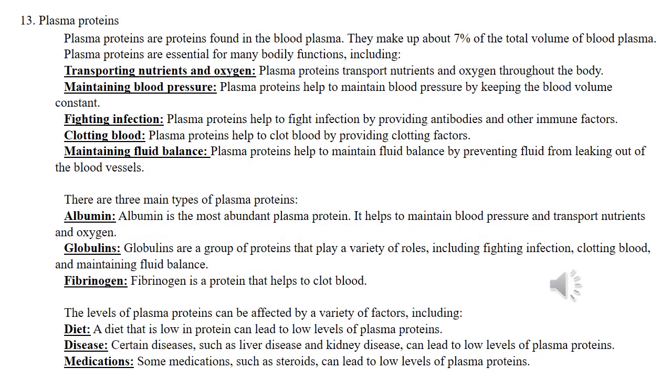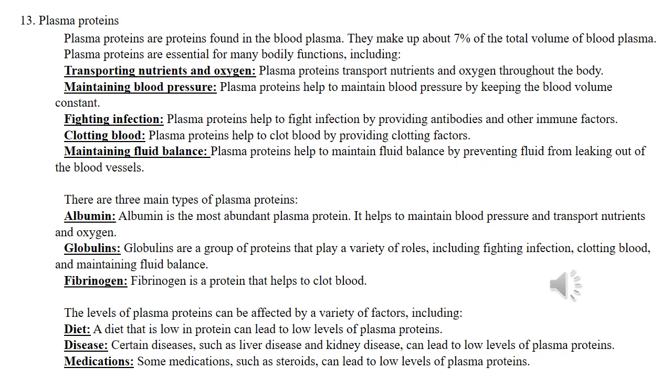Question 13. Plasma proteins. Answer: plasma proteins are proteins found in the blood plasma. They make up about 7% of the total volume of blood plasma. Plasma proteins are essential for many bodily functions, including transporting nutrients and oxygen. Plasma proteins transport nutrients and oxygen throughout the body.